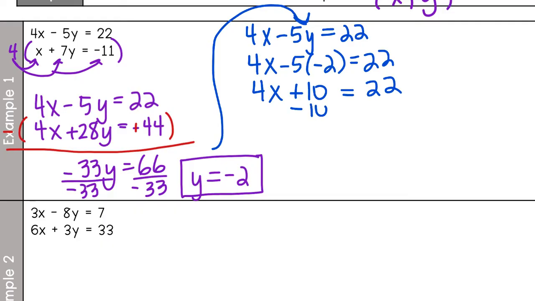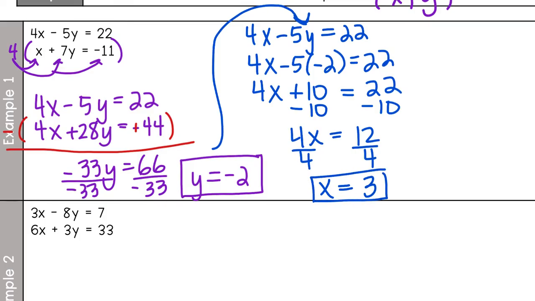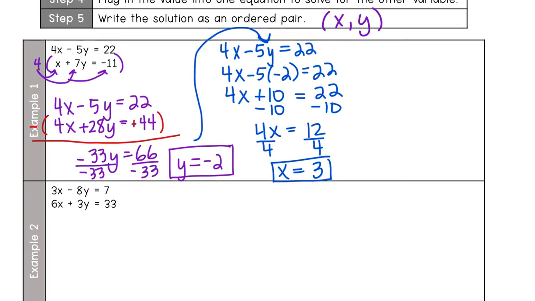First, I would subtract 10 from both sides, which gives me 4x equals 12. Then I would divide by 4, which gives me x equals 3. Okay, so now that I have both x and y, what is the solution to this system of equations? Okay, so remember it's always x first and then y, so this is going to be 3 comma negative 2.